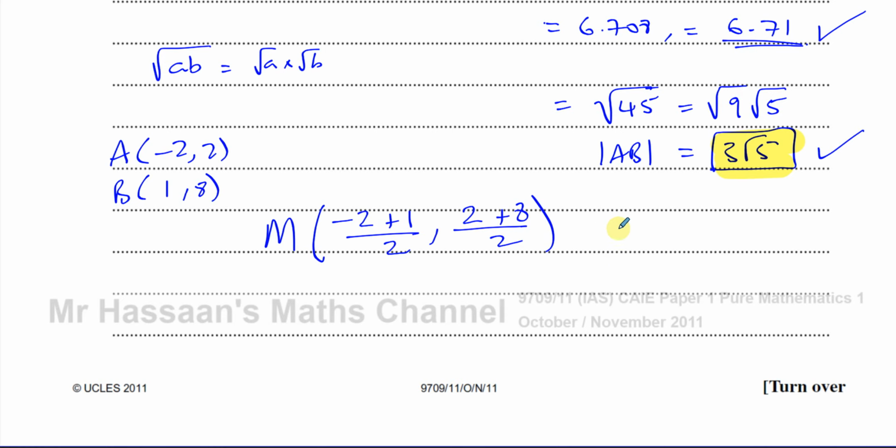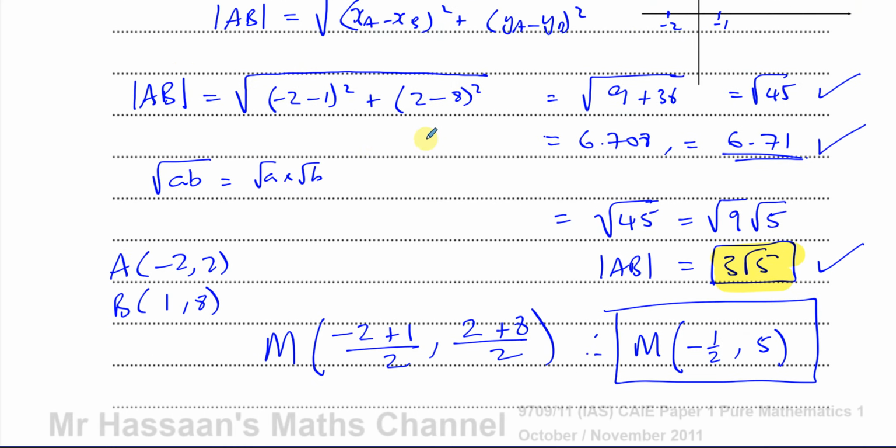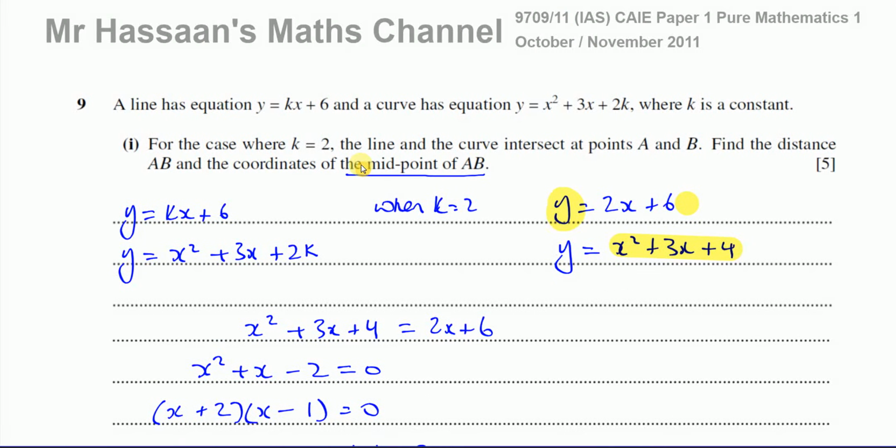So the midpoint is going to be minus 2 plus 1, which is minus 1, over 2, which is negative a half, and 2 plus 8, which is 10, divided by 2, which is 5. So those are the coordinates of the midpoint. And that concludes question number 9, part 1.